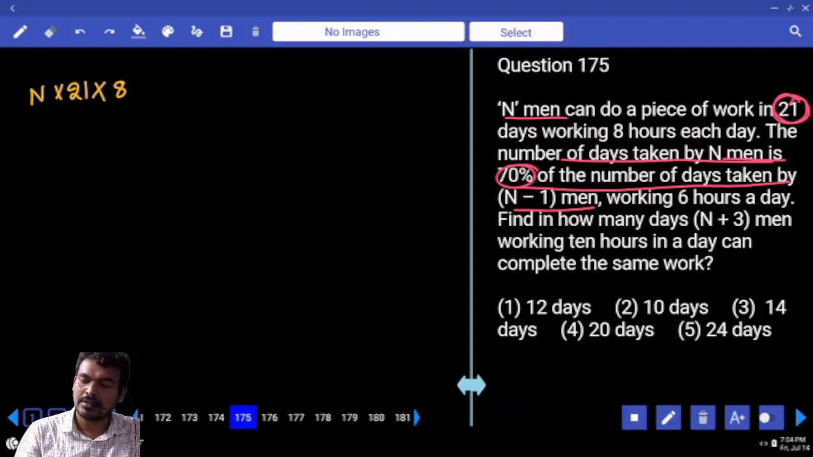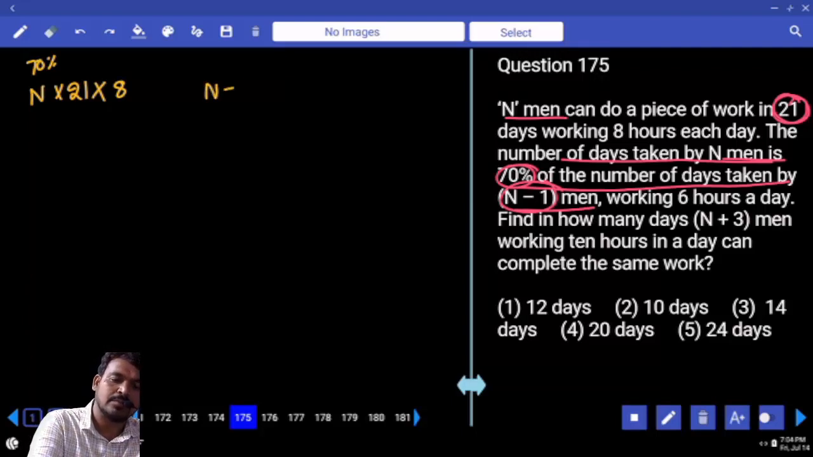70% of 21 means 100% is 30 days. So N minus 1 persons, how much time is taken? 30 days. Because N persons take 70% of the time, but N minus 1 persons take 100% of the time. 70% is how many days? 21 days. Then 100% will be 30 days. So N minus 1 into how many days do we write? 30 days or 40 days? 30 days. N into 21 into 8 hours equals N minus 1 into 30 days.